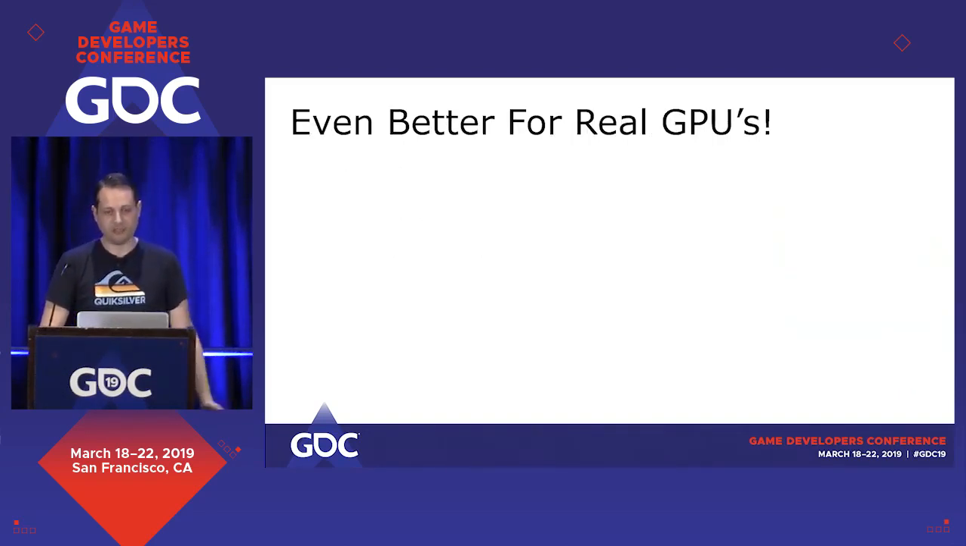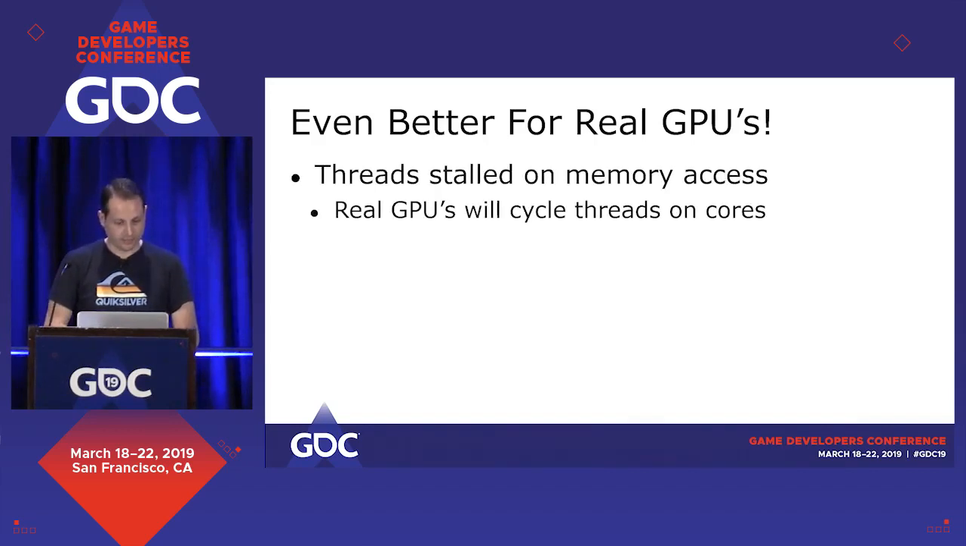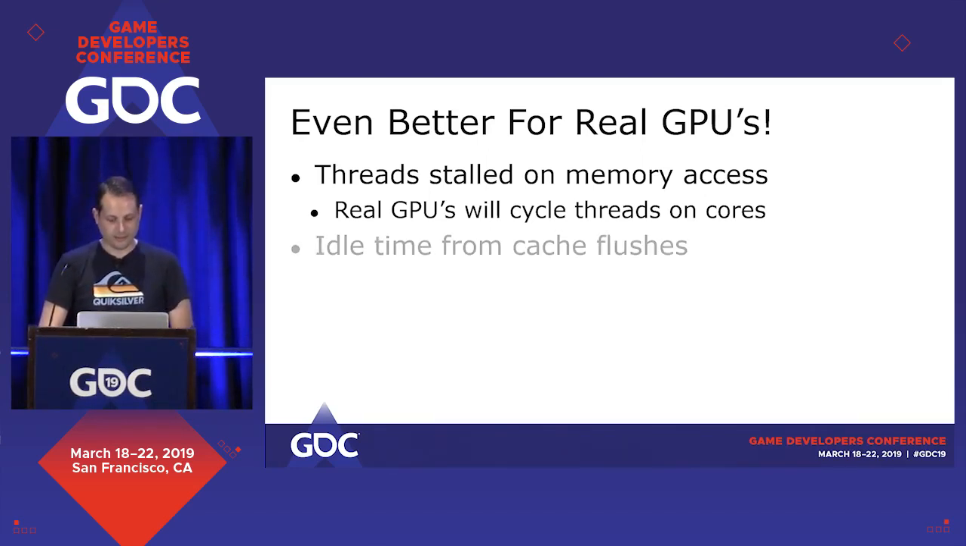And then on real GPUs, potentially it can be even better. It's more complicated, obviously, because like I said, there's a lot more going on with caches and memory, and you saw some of this in earlier talks. But you can have threads stalled on memory access on real GPUs, and then what'll happen is, like I said, they'll do thread cycling. So if you have extra work coming in from other command processors, that can potentially give more threads for these shader cores to switch to, which is cool, and then they can hide latency better.